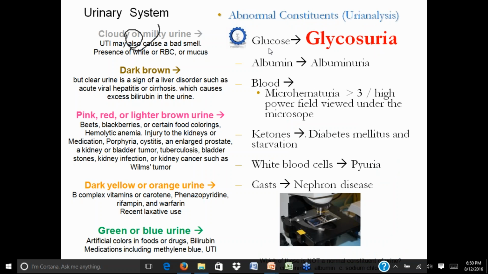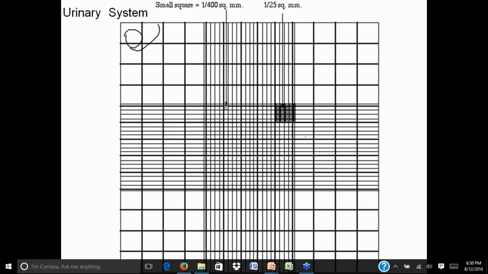Glycosuria is the presence of glucose in the urine. We have albuminuria. Albuminuria is the presence of albumin. What is albumin? Albumin is a protein. We have microhematuria.